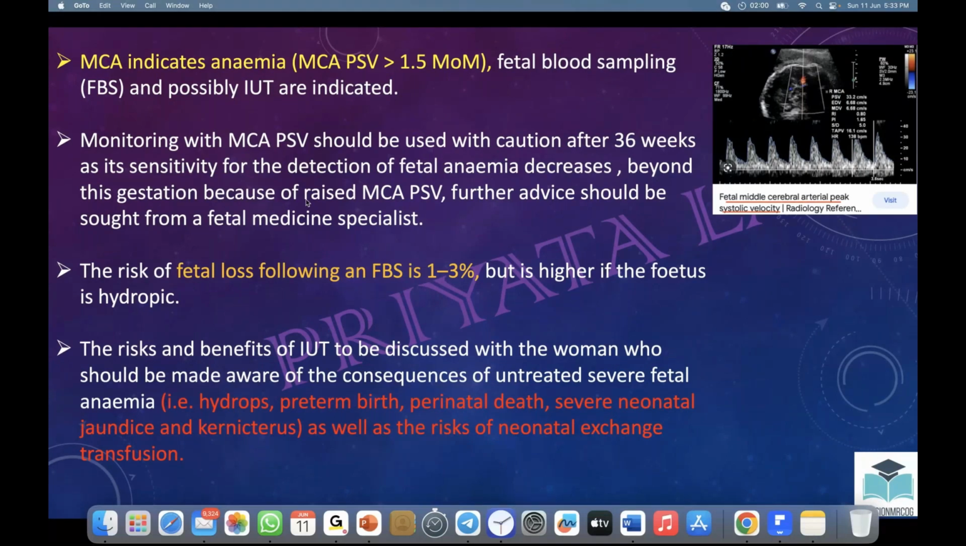And if FBS is done, then the chance of fetal loss is 1 to 3%, and if the baby is hydropic, it would be more. Now, this part I have already explained. Whenever treatment is done, the patient is to be explained whether she wants to go with the intrauterine transfusion, and benefit and risk are to be explained. Otherwise, what will happen is hydrops, preterm birth, death, jaundice, kernicterus, and the possibility of neonatal exchange transfusion. All of this has to be explained to the mother.